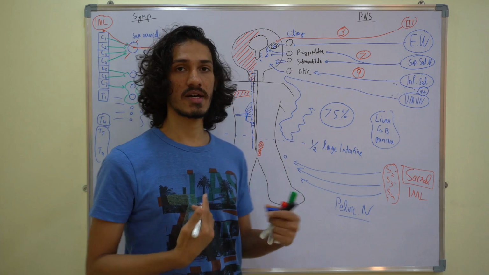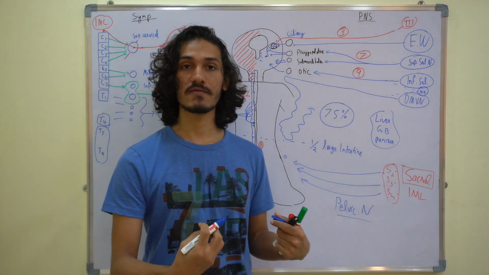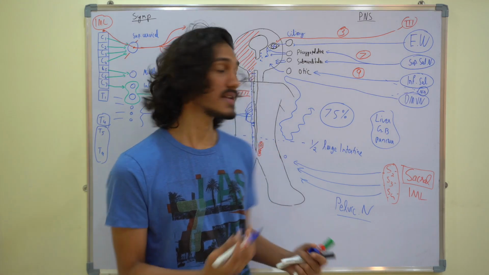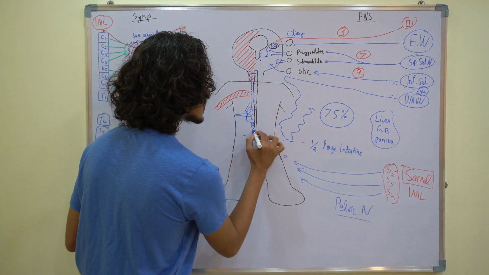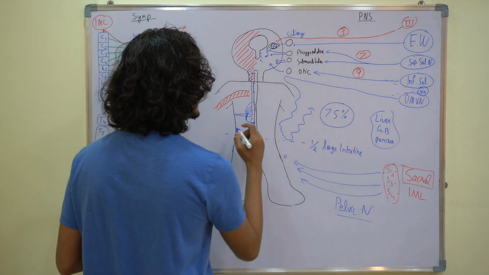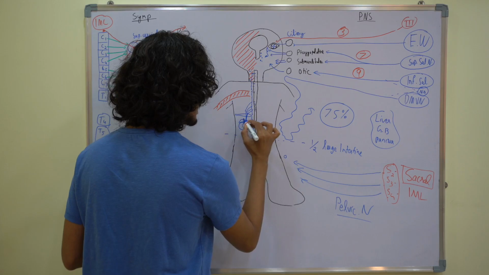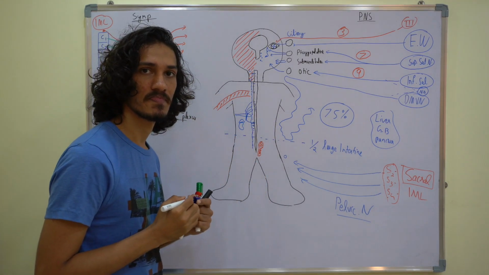So earlier we had talked about the paravertebral ganglia. Now in front of the vertebra there are pre-vertebral ganglia, the collateral ganglia, right? So they are going to give supply to those ganglia. Also there is your adrenal gland. That is another thing.